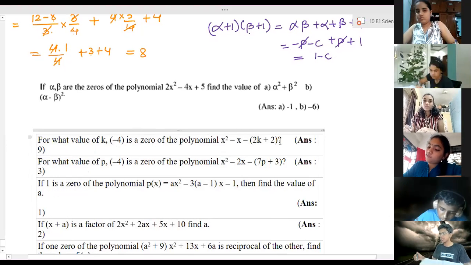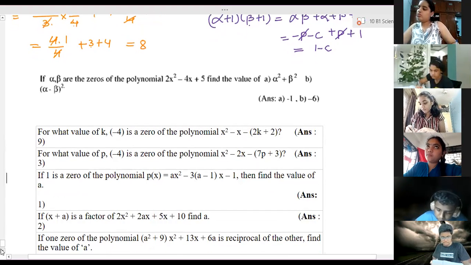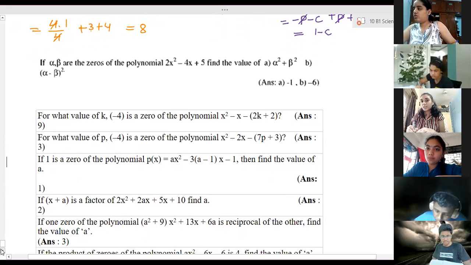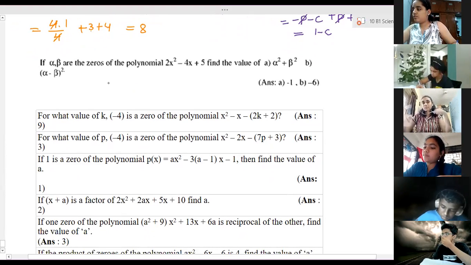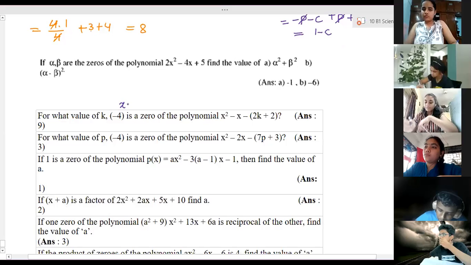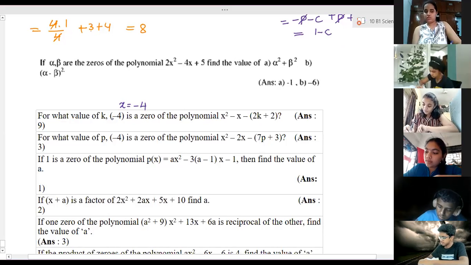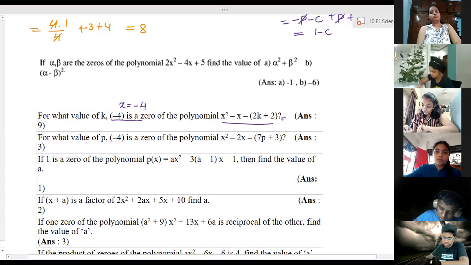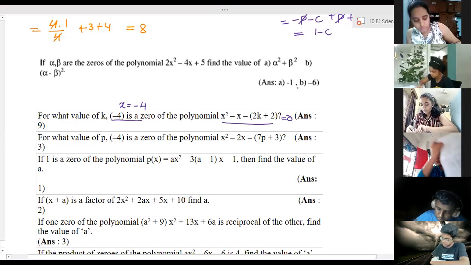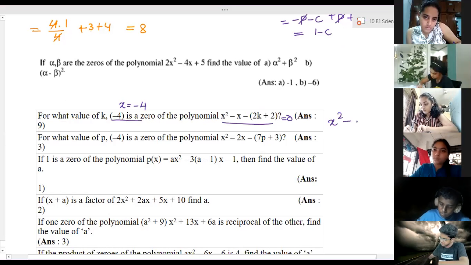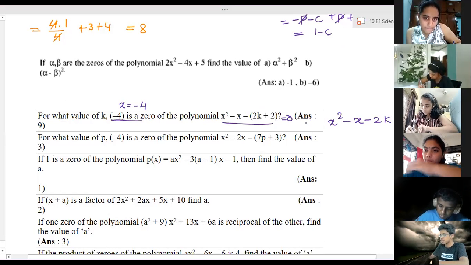Minus 4 is a zero of this polynomial. Then find the value of k. That means what has to be done? We have to substitute minus 4 in place of x, not k, in this equation and equate it to 0, because if it is a zero, the value of this polynomial will become 0, right? So x square minus x minus 2k minus 2 is equal to 0 when x is minus 4. f of minus 4 you have to calculate.